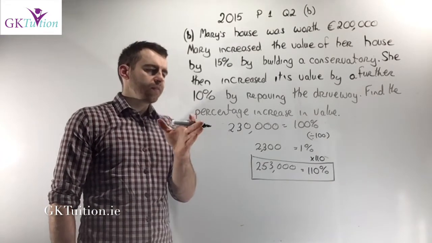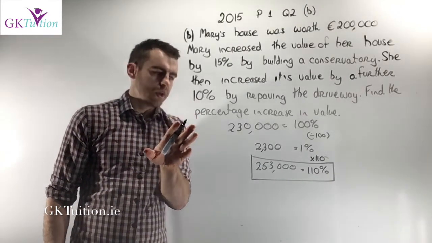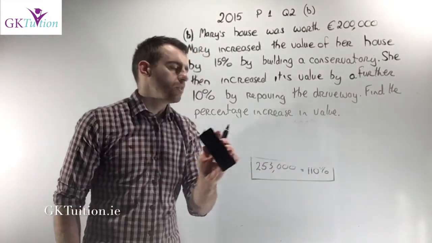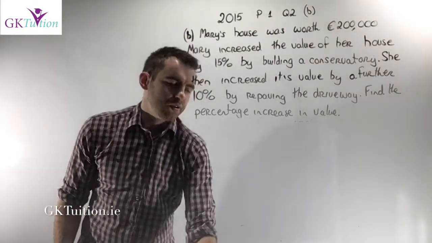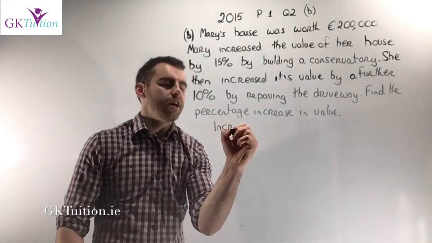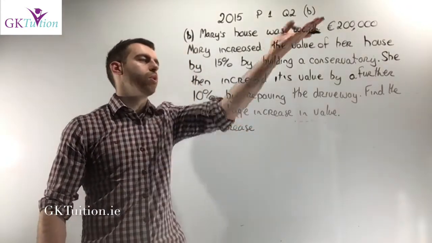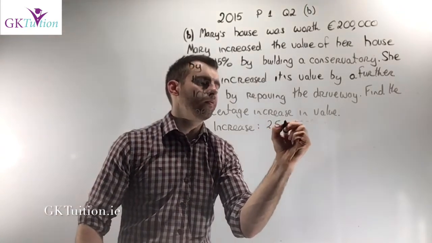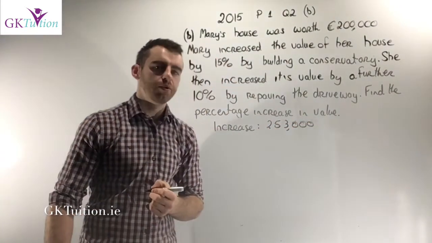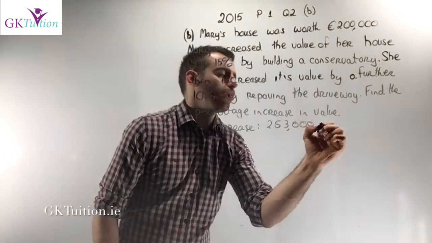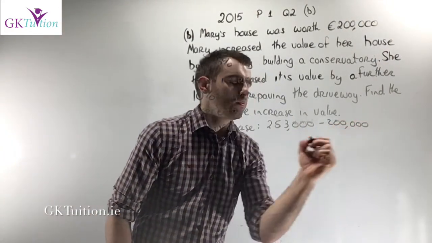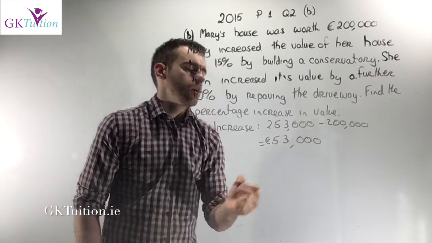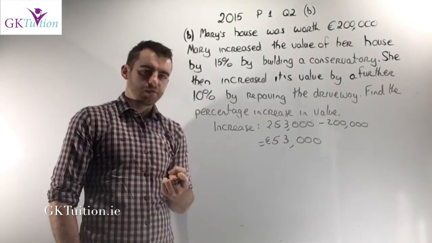And in this case, I was asked to find the percentage increase in the value. So to work out the percentage increase, we've already looked at one of these as well. The first thing I'll do is work out how much it has increased by. To work out the actual increase, it's the amount of money the house is worth minus what it was originally. After all of these renovations, Mary's house is worth 253,000. If it was originally worth 200,000, I can work out that her house has increased in value by 53,000.